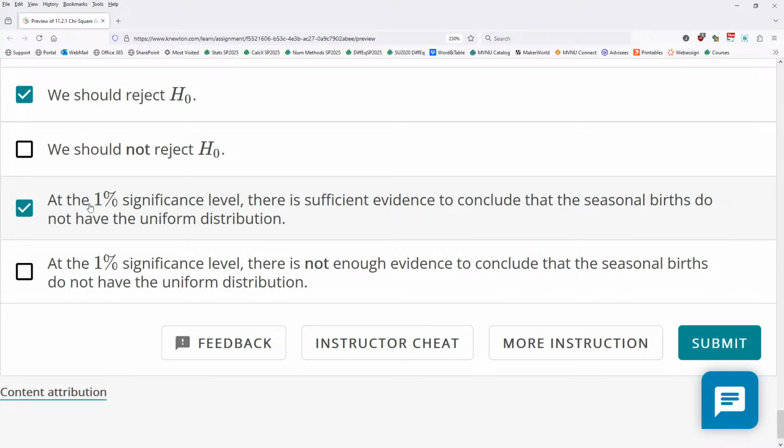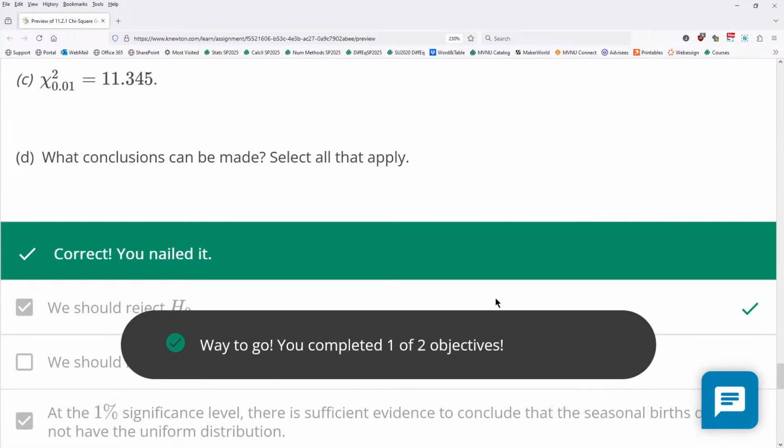If you had written what Newton had on your test, I would have been so happy. I know it's not the same type of problem, but make sure you at least read this over so that you say, okay, that's the way I'm supposed to write it. Yes, there is evidence to suggest or conclude that seasonal birth rates do not have the uniform distribution. It sounds a little weird, but it's understandable. Look at me, I got it right. I am so happy. So, way to go.